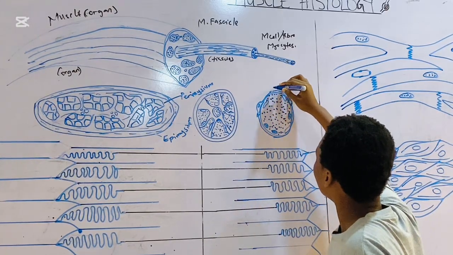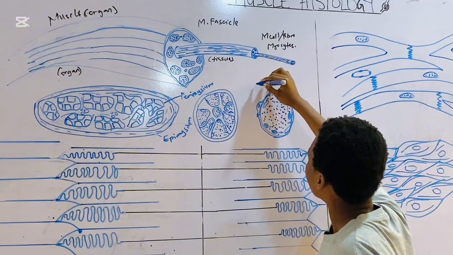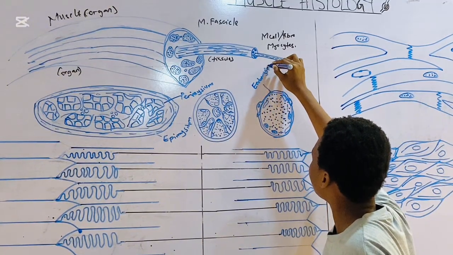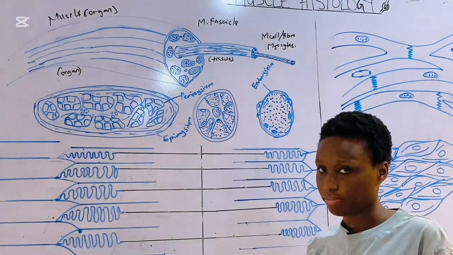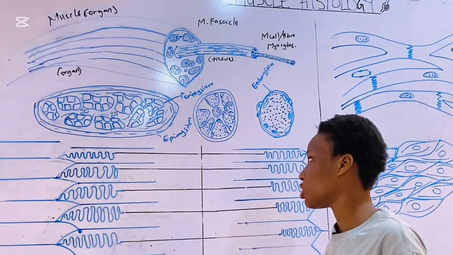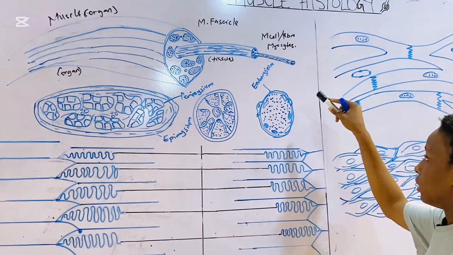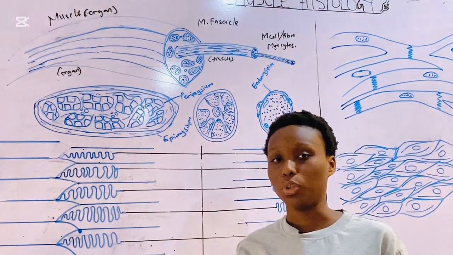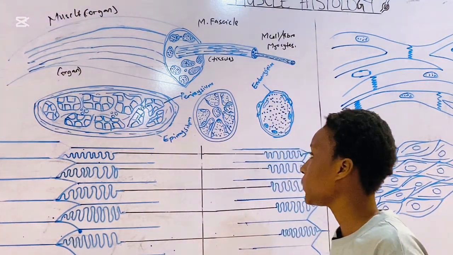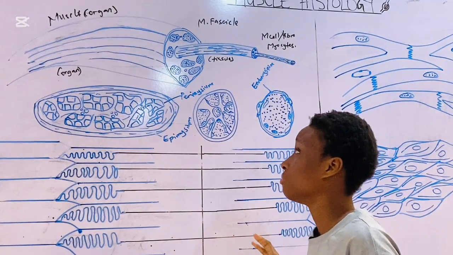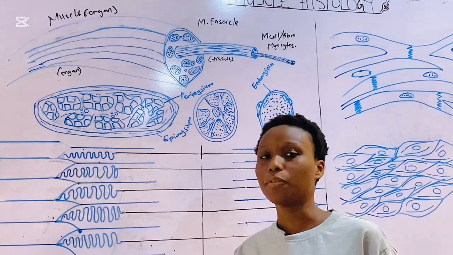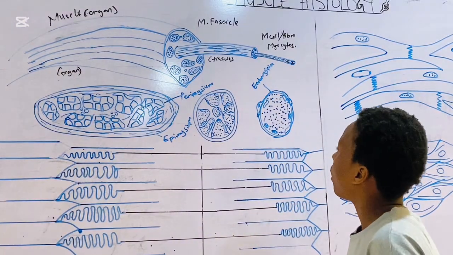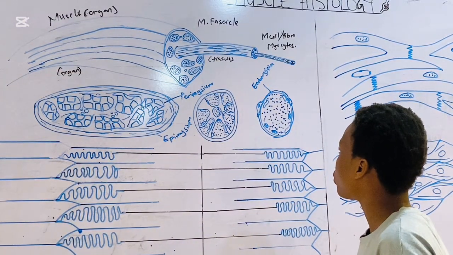Okay, so it is endomysium. Endo, inside, endomysium. Endomysium is the connective tissue surrounding the muscle cell itself or the muscle fiber. These three types of connective tissue are more distinctly found in skeletal muscle.